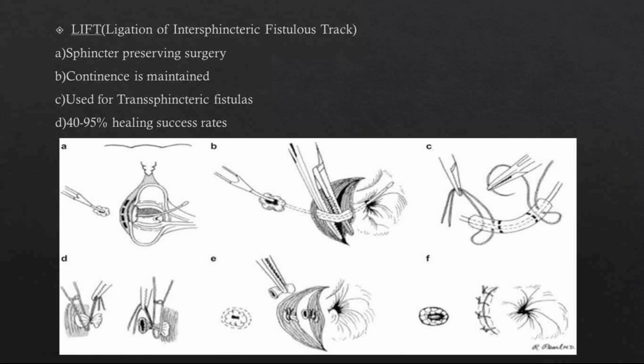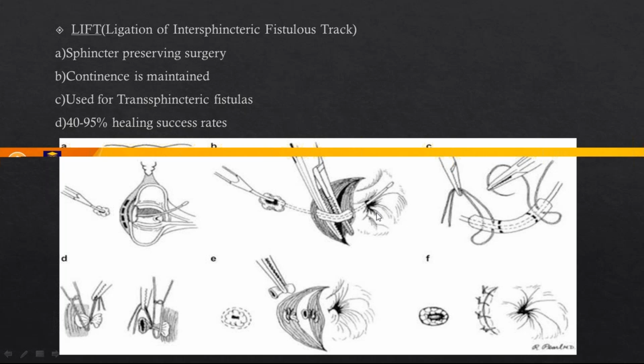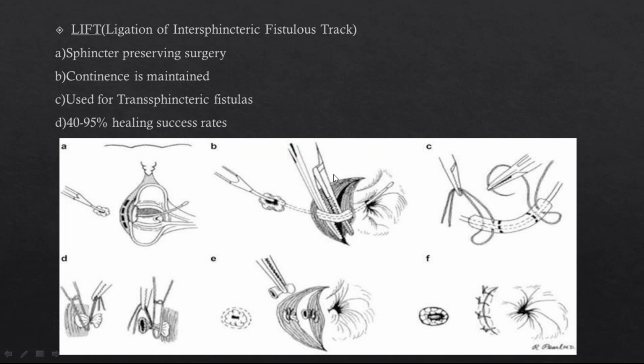So what is LIFT? LIFT is ligation of the intersphincteric fistulous tract. Here you can see this is the anus, the anal opening. This is the internal anal sphincter, this is the external anal sphincter, this is the external opening, and here is the internal opening. A probe passed from the external opening will pass through the external sphincter, internal sphincter, and come out through the internal opening.